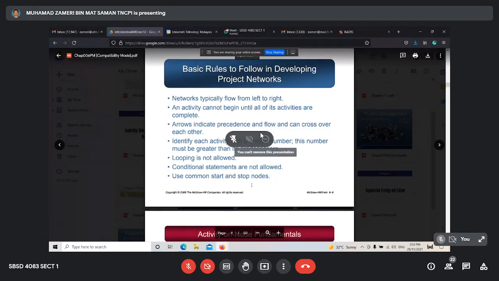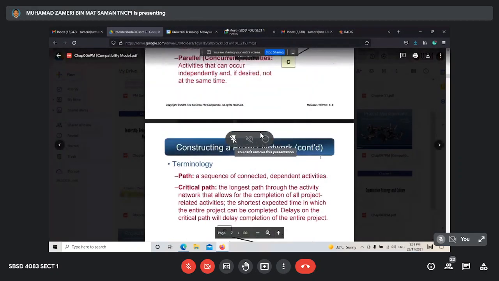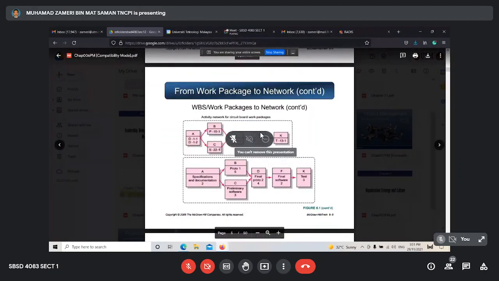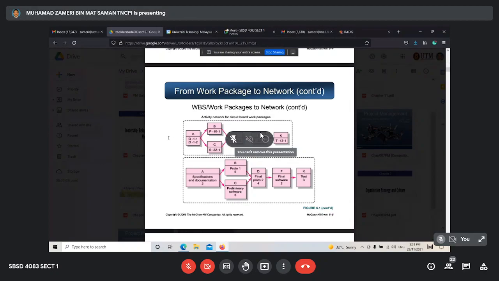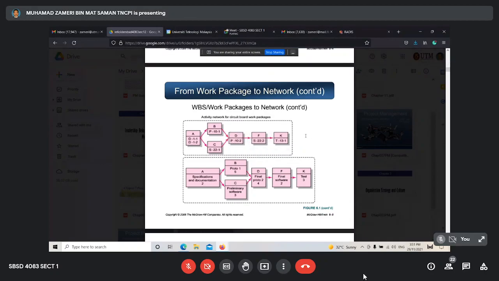Use common start and stop nodes. That means if you want to put start and stop, also can. Before A, you put a node and write start. After K, you put another node and write finish. Also can. But if you don't want to put start and finish, also acceptable.